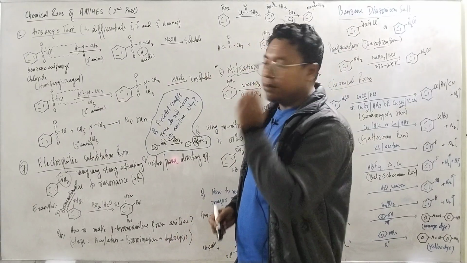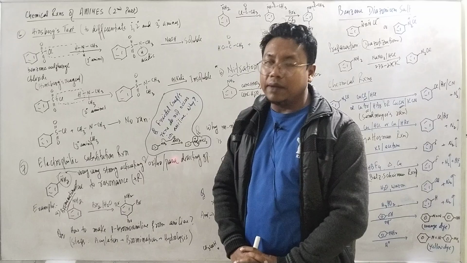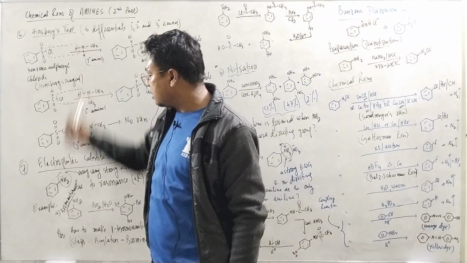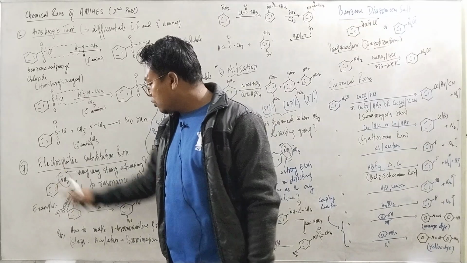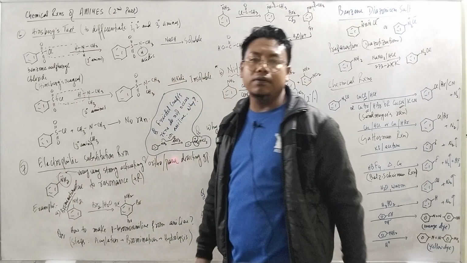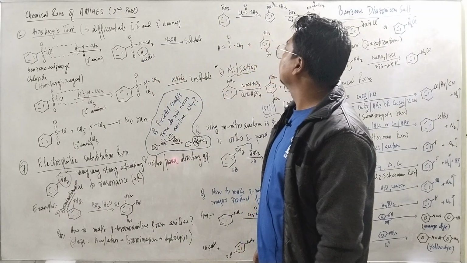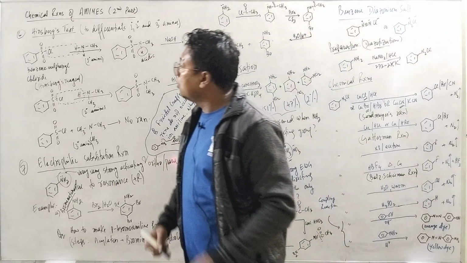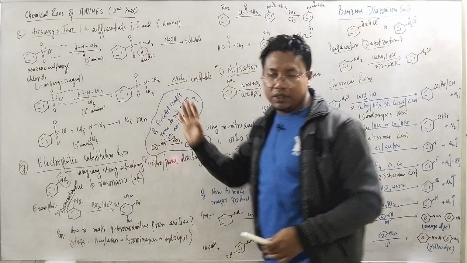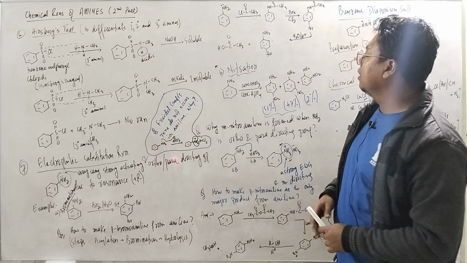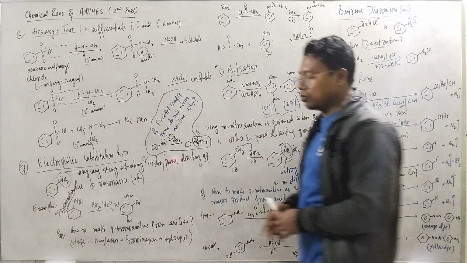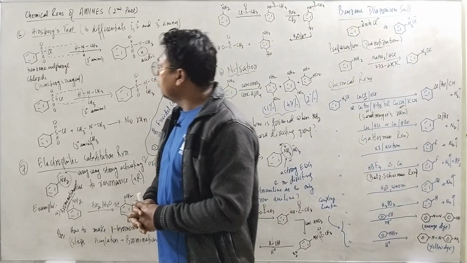In this second part of chemical reactions of amines, I am going to explain Hinsberg's test and electrophilic substitution reactions of aniline. And along with these chemical reactions of amines, I am going to explain benzene diazonium salt also.